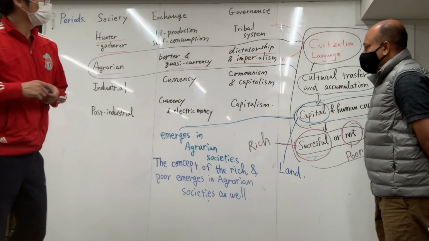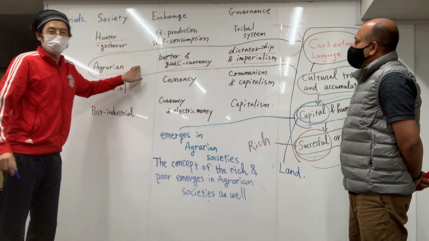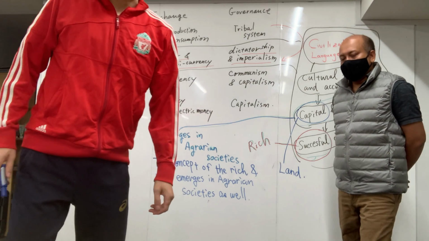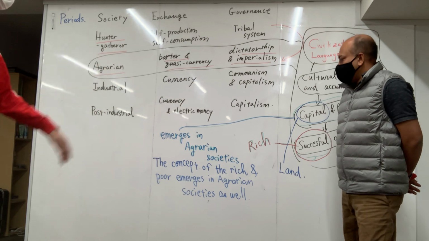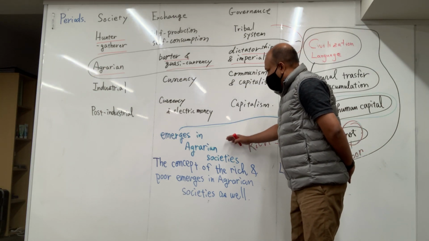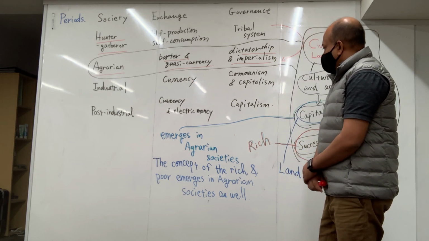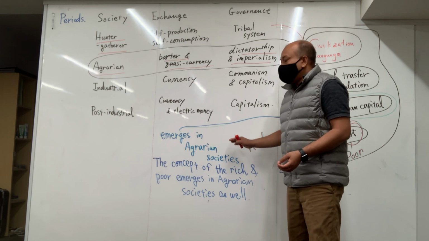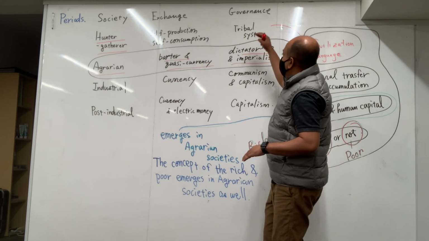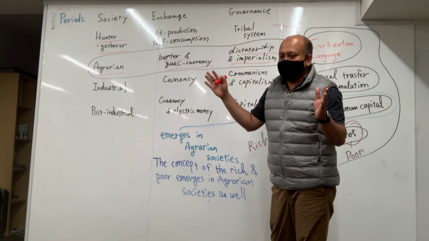Please keep in mind, it was a big shift from hunter-gatherer to agrarian. Many concepts emerge from agrarian society. Moinul, do you want to add something? If you can, just add. If not, that's fine as well. So this is one of the most important features of how we can distinguish, because here people were in the tribal system, and they could share their things equally.